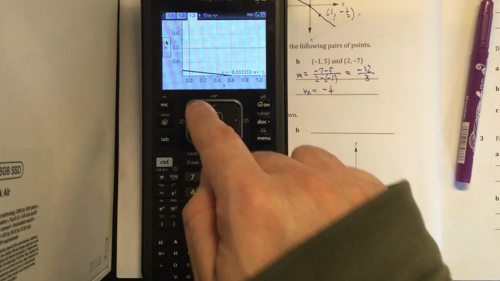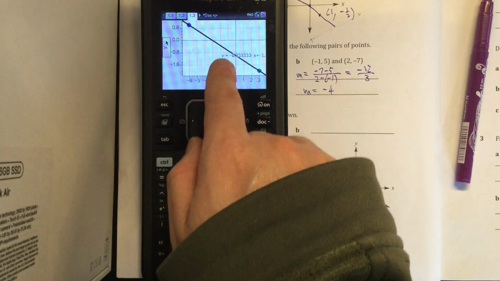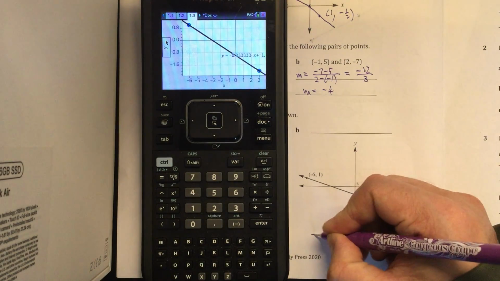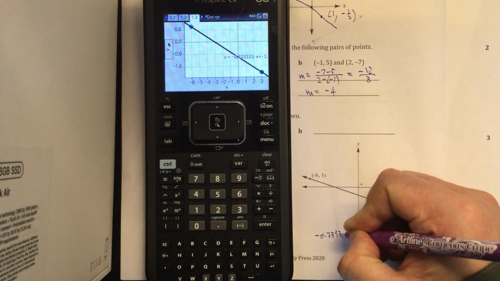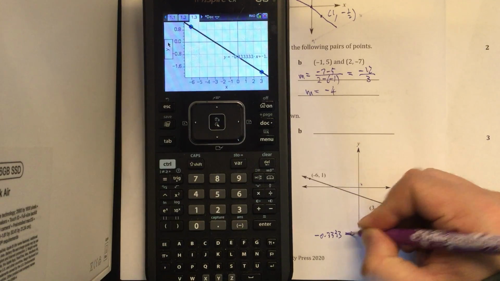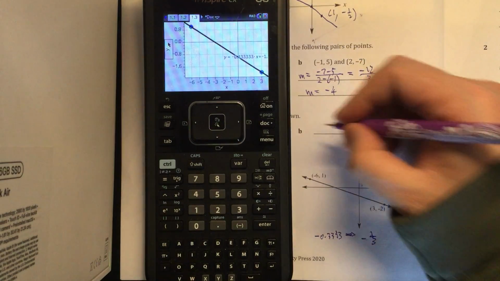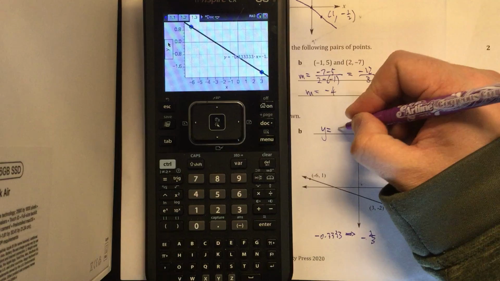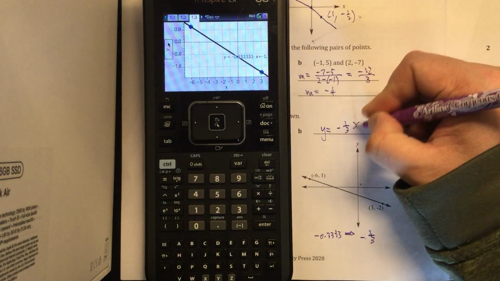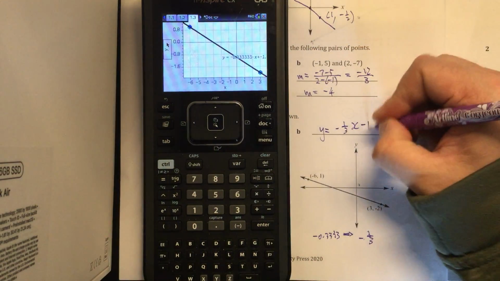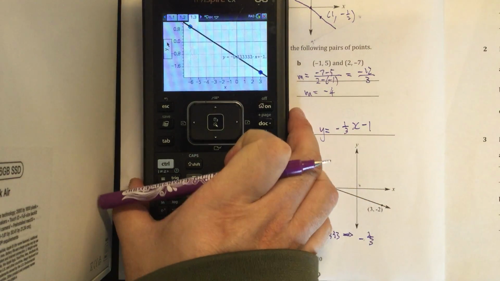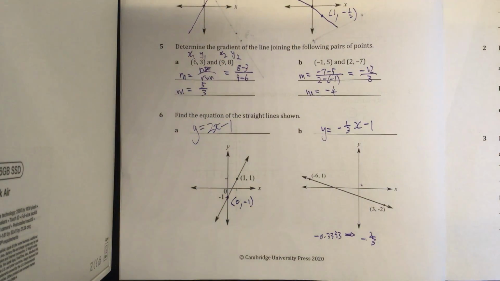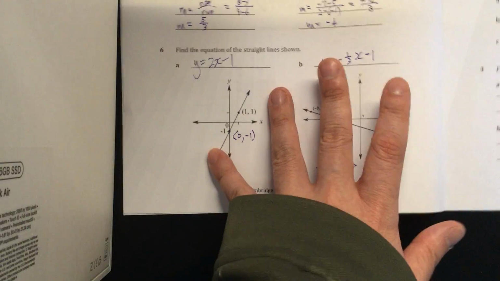Control right. Now, the zoom is no longer as good, so we're going to use data. Okay, so it's much better data. So the Y value is negative 0.3333. You should realize that this is negative 1/3. So your equation should be negative 1/3 X minus 1. Okay, so let's move on to the next equation here.